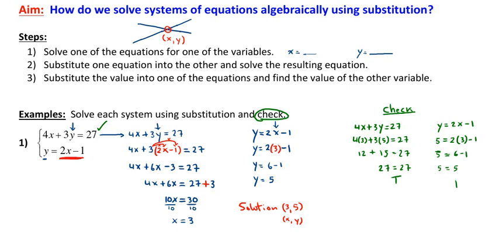We get something true, 5 equal to 5, and that proves that it checks for the second one, and that proves that this is correct. So this is indeed the solution, because it checks with both equations. And that is the complete procedure. This is the solving procedure, and this is the checking. Checking to make sure that the solution is correct.